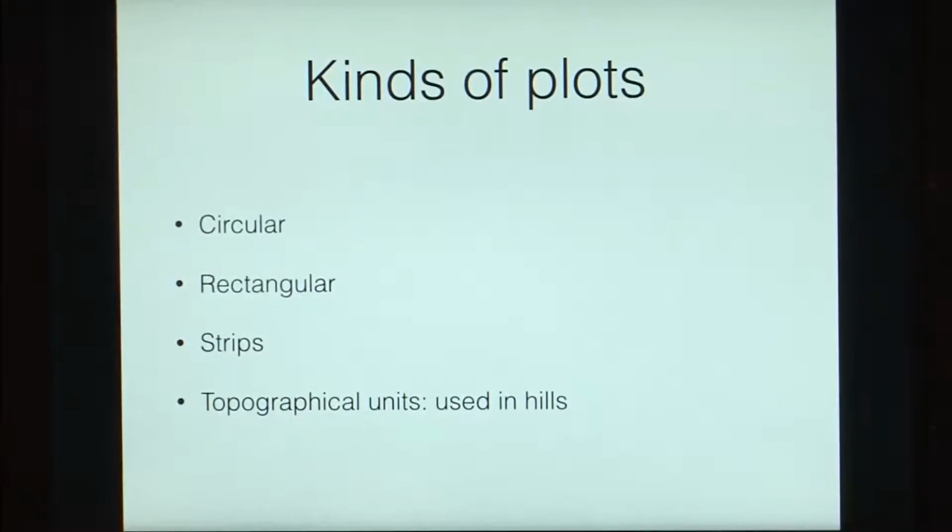So, when we talk about these samples, we can have different kinds of plots. Our plots in which we are taking our samples could be circular, they could be rectangular, they could be in the form of strips, or they could be topographical units, especially those that are used in the case of hills. So, when do we take a circular plot, when do we take a rectangular plot, when do we take a strip like sample, and when do we take a topographical unit for our plots.